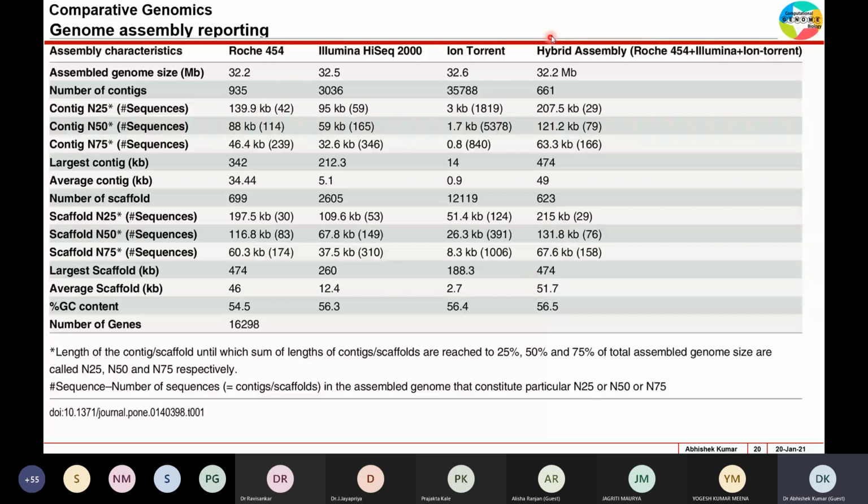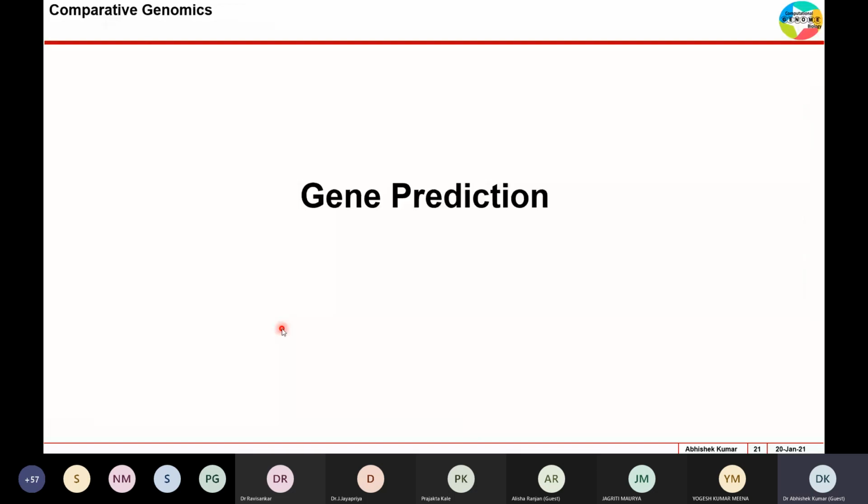So that's how you decide which genome you want to take, and then you are going to submit for review. A reviewer has to agree that what you have performed is correct. Otherwise, they will ask you to do it again. This was a fungus. The genome size is approximately 32 MB. It varies a little bit, but it's approximately 32.2 MB and 16,298 genes. Once you have the assembly of the genome, you want to predict the genes.